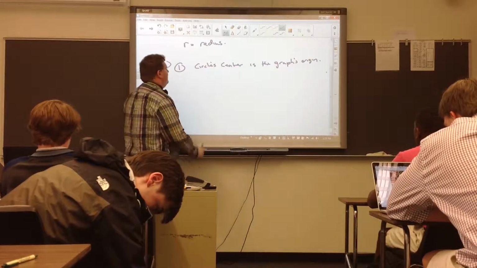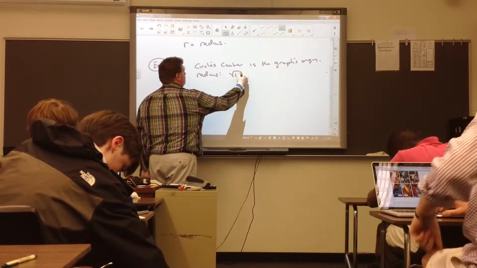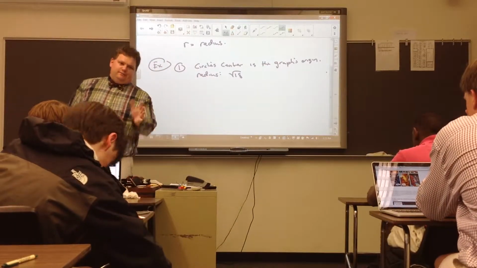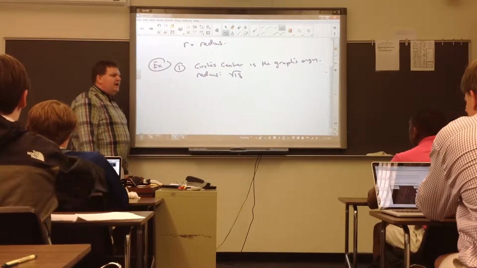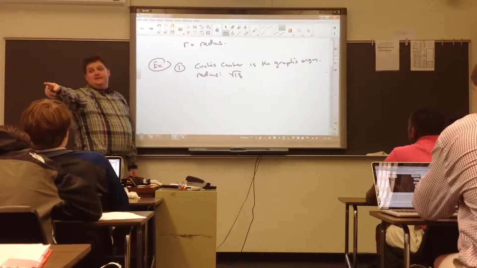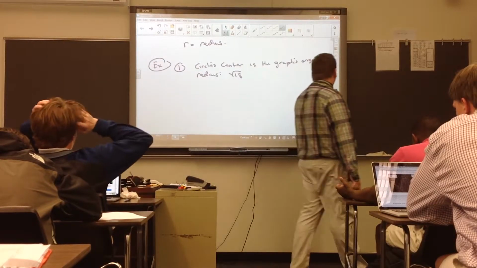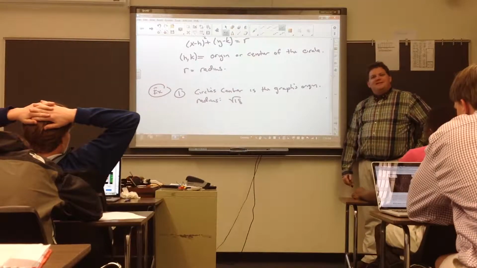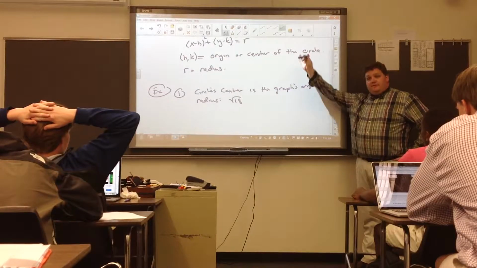Okay? And the radius was root 18. So from that, what would be the equation of the circle? Anyone want to tell me? Is it 1 over the root of 18? R is root 18, so R squared is 18, so that part we've got.